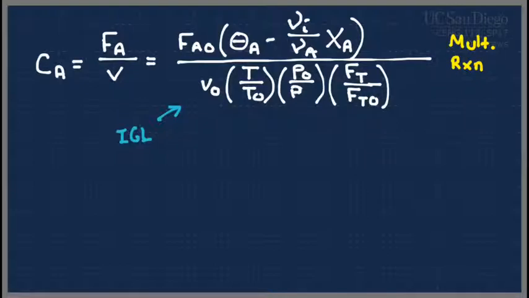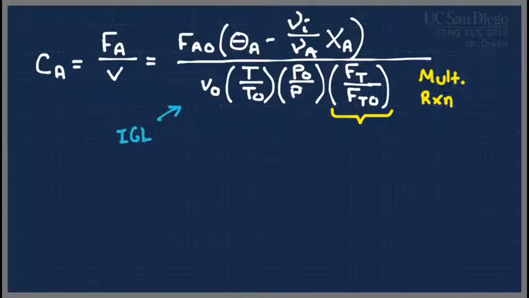So that's the general form that you use when you have multiple reactions. The reason that you use it when you have multiple reactions is because of this term. And actually the top part is not used for something like that. It's just the bottom part that's used for something like that. I'm going to define that right now. So this is the part that's for multiple reactions, the reason being because of how FT and FT0 are defined.